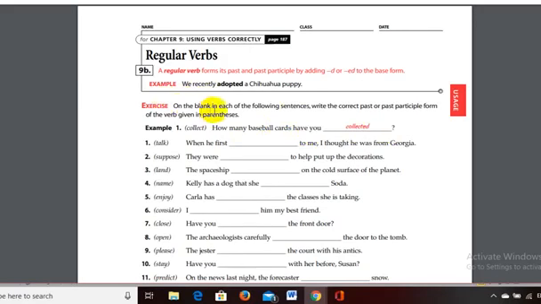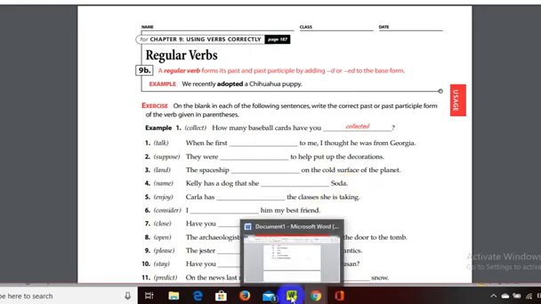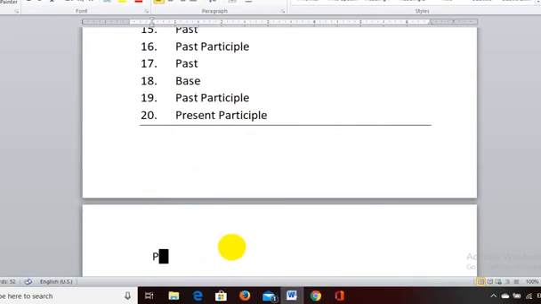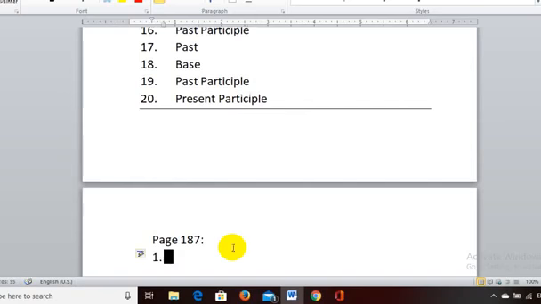How many baseball cards have you collected? So it says here on the blank, in each of the following sentences, write the correct past or past participle form of the verb given in parentheses. All right? So, number 1, we have the verb talk. And we're going to consider this to be page 187, I believe. Let me just make sure. Okay. So yes, this will be page 187. All right. So we're going to write over here, page 187. And let's start with number 1.